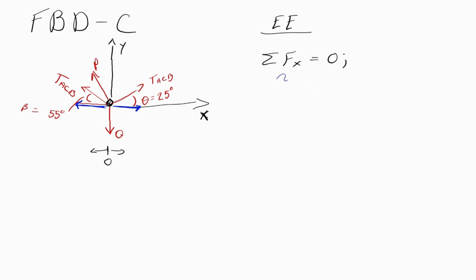So we're gonna take into account those symbols. To take into account this one, we're gonna use the SOHCAHTOA to find this part. We don't know TAC B, we only know the angle. So we're gonna use the TAC B and multiply it by the cosine of 55 utilizing the SOHCAHTOA.